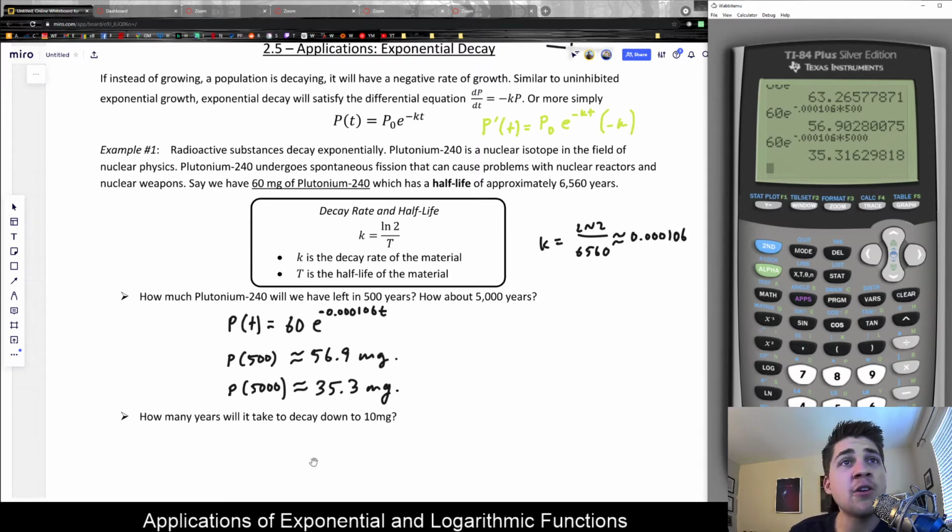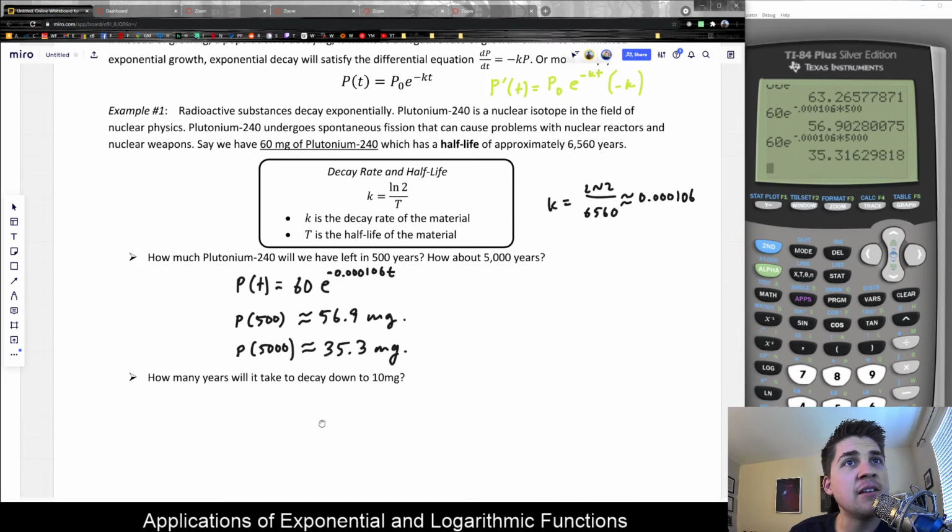And another question is, well, what if to get to a certain threshold, we want it to decay down to a certain point before we deem it safe or whatever? Obviously not the case with this material, but again, if we wanted to know how long would it take to get to a certain value, we could always plug that in and solve for T, because we know the function is 60 e to the negative 0.000106 T. And I know that I want to know, well, what T value would it take to get P of T to 10? So I just plug in 10 on the other side.